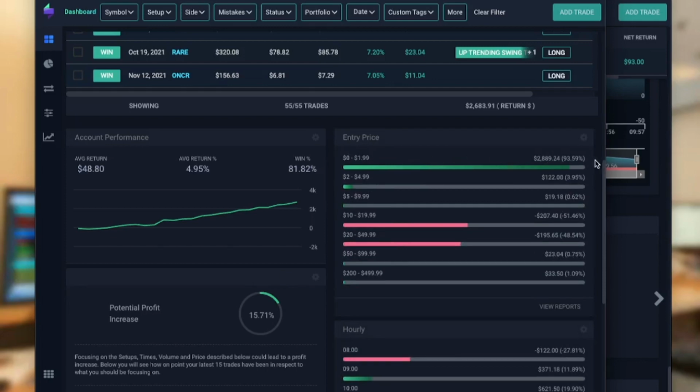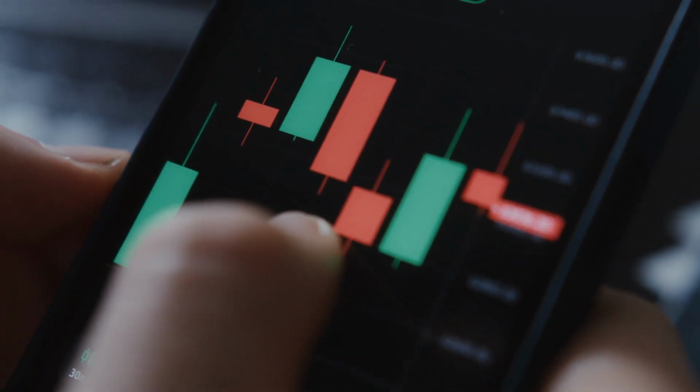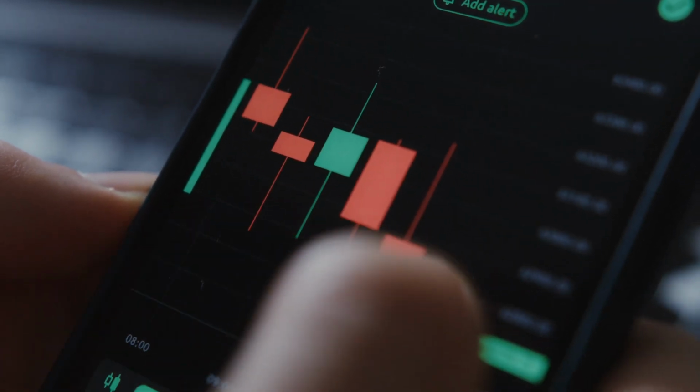There's also the entry price tab. My account has both options and stocks in it. The options contracts I bought had premiums of anywhere between 30 cents to $2. That's why I have such a high percentage of stocks that I bought that were under $2, because of the premiums. So this doesn't really tell you much because my equities trades and options trades are mixed in on this statistic.